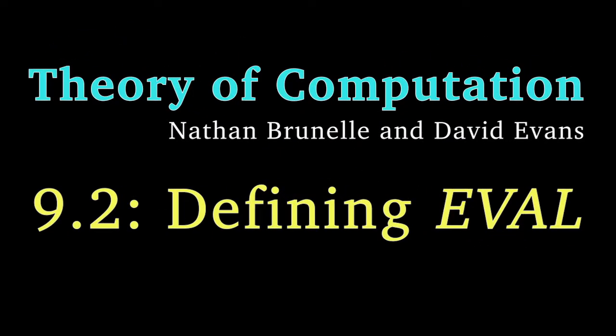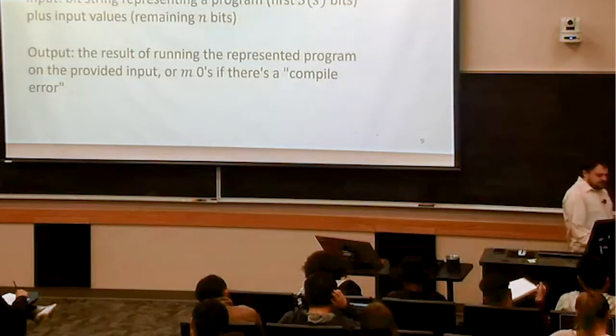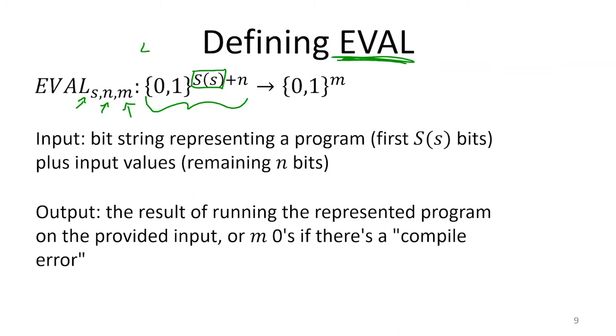Now we have everything we need in order to define what our eval function looks like. So we're going to have this eval function. It's going to work on programs of S lines with N inputs and M outputs. And this eval function is going to take an input string, and that input string is going to be the number of bits that's necessary to represent our program. So this was this roughly 4s log s number. And then we have N bits. Those are the N bits of the input.